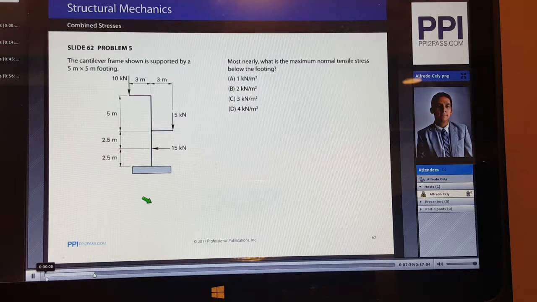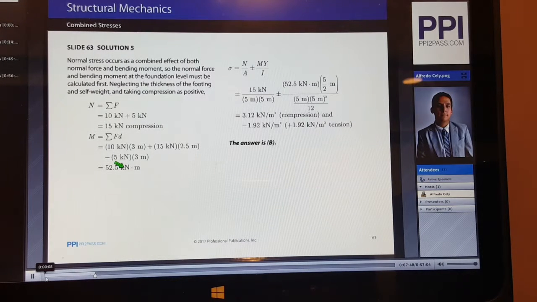5 kilonewtons times 3 meters, just going in this direction. You can see how this is going in the opposite direction. So therefore, 5 kilonewtons, because it's going in the opposite direction, is going to have a negative sign. So moments at the footing are 52.5 kilonewton-meters.